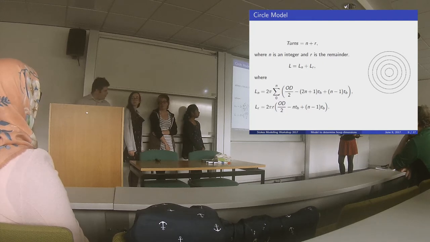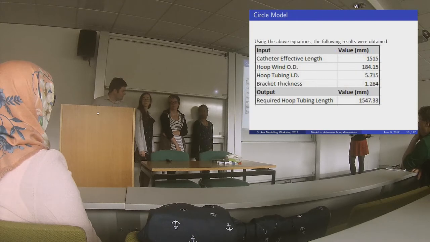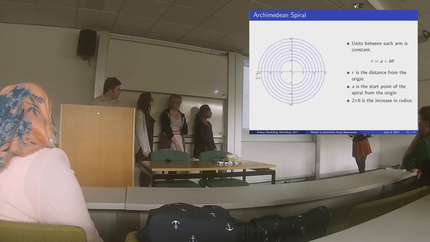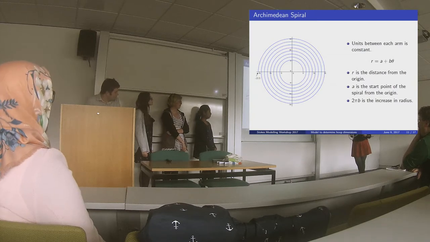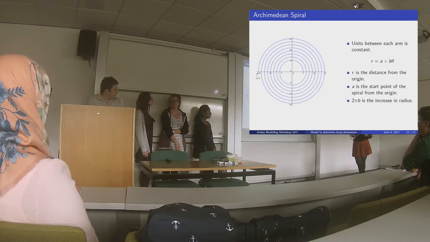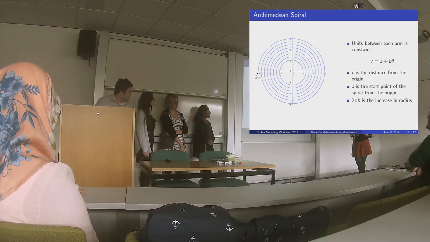So that was the circle method. The circle method gave us answers that were much larger than what they were currently getting. So we went and found the spiral method. The spiral method is called the Archimedean spiral, and its main application at the moment is for toilet roll. But it was similar to our problem. We just need to increase the thickness.